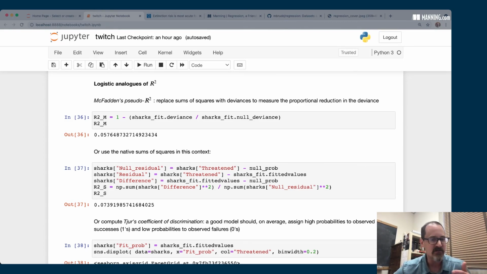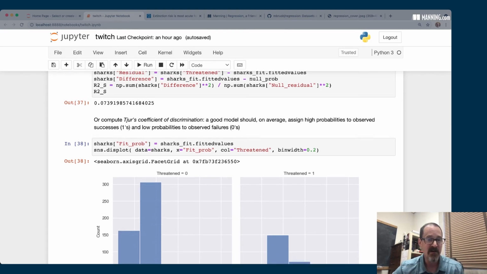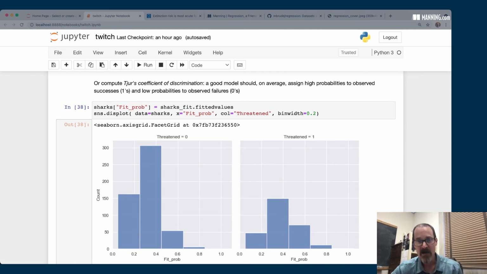So we get 6% from McFadden's pseudo R squared. We get this 0.07 from the sum of squares. And then a more recent diagnostic is this thing called the coefficient of discrimination. Tjur proposed this in 2009, and it's based on the common sense that a good model is going to give high probabilities to observed successes, the ones, and low probabilities to the observed failures, the zeros. So one thing you can do is just look at a histogram by category.